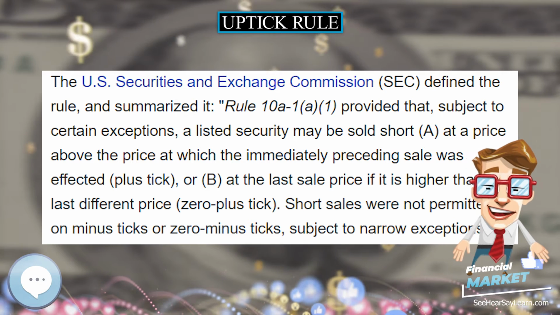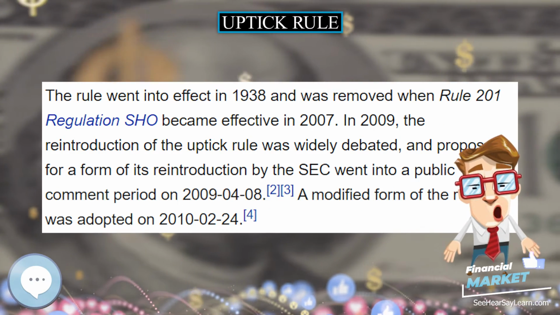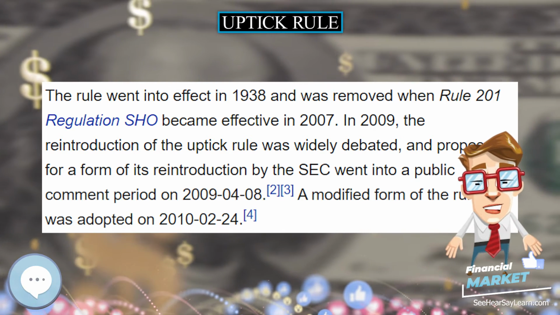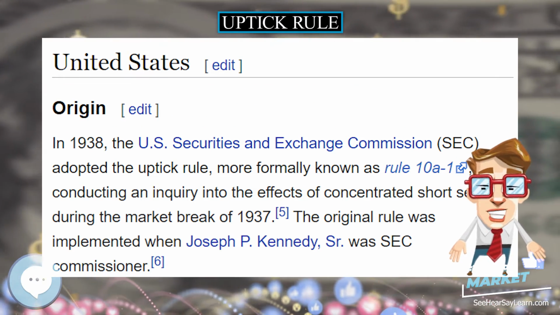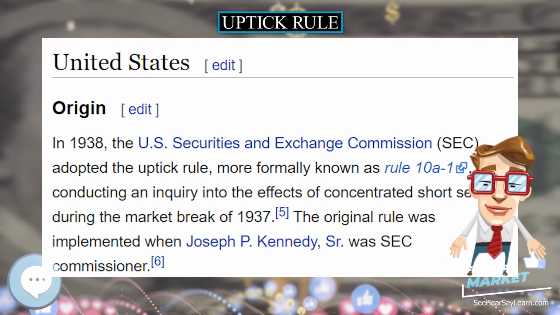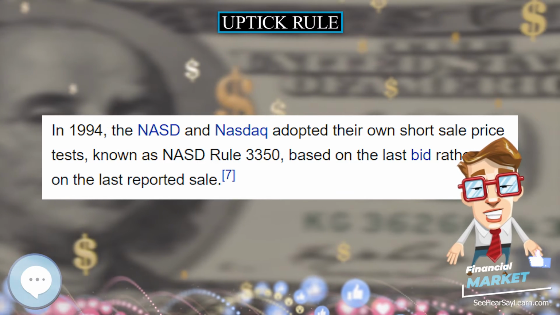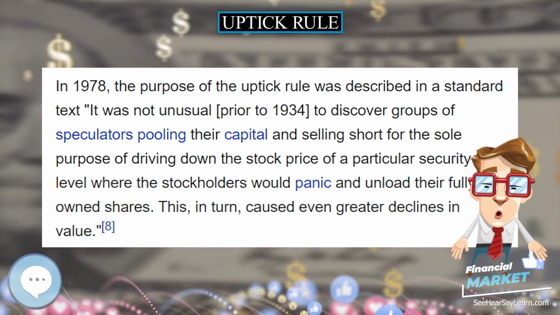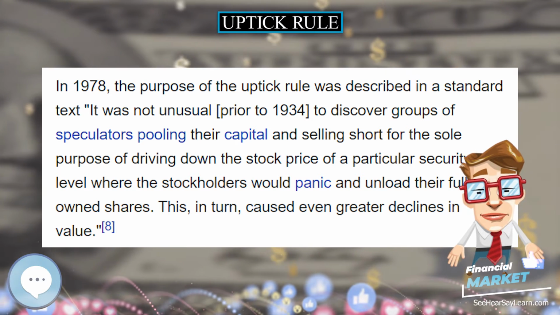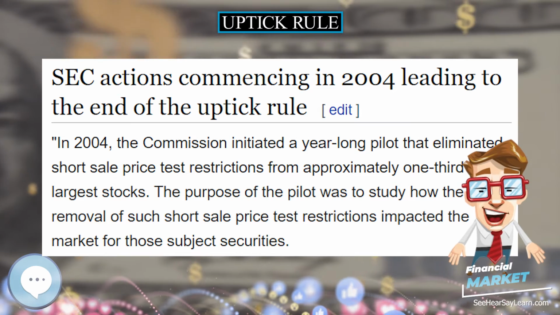On February 25, 2009, Chairman of the Federal Reserve Ben Bernanke, in testimony before the House Financial Services Committee, stated he favored the SEC examining restoring the Uptick rule. On March 10, 2009, the SEC and Congressman Barney Frank, D-MA, Chairman of the Financial Services Committee, announced plans to restore the Uptick rule. Frank said he was hopeful that it would be restored within a month.